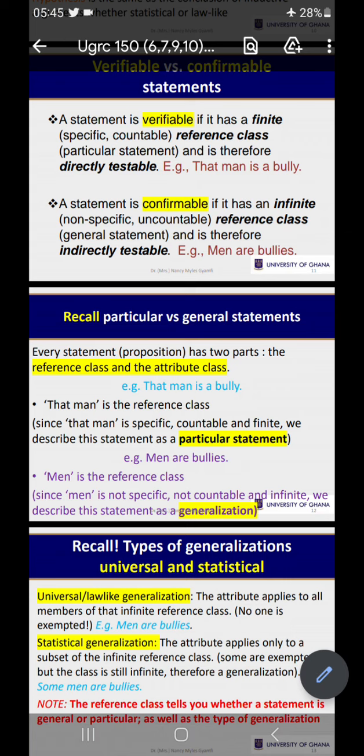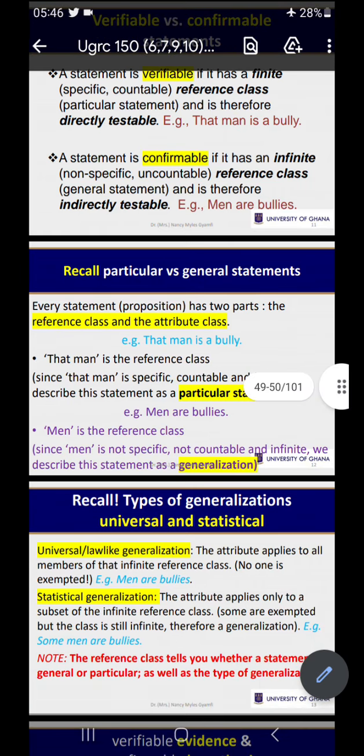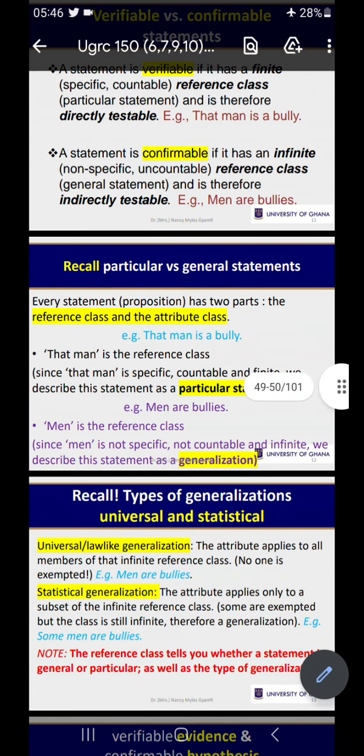When you talk of verifiable statements, they are the same as particular statements. Please pay attention to this. In my previous video, I explained what a particular statement is, and I hope most of you know what it is. A particular statement is not far from a verifiable statement. They are inextricably intertwined, they are bedfellows, together like husband and wife. So if you understand what a particular statement is, it's the same as a verifiable statement.